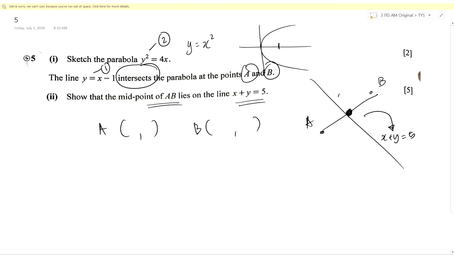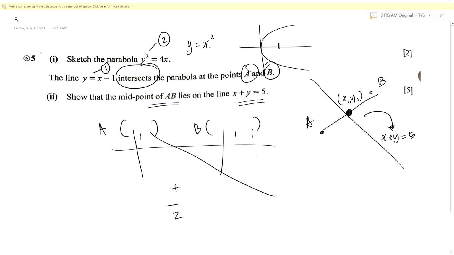Meaning, if I have the midpoint (x1, y1) and I substitute it inside here, the left hand side has to be equal to the right hand side. That is how we prove that something lies on the line. So our job now is to find the midpoint of AB, which is also not difficult. It is the halfway point between the x values, add and divide by 2. It is the halfway point between the y values, add and divide by 2.